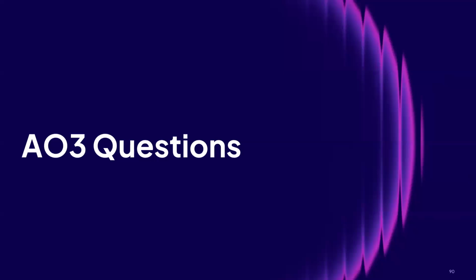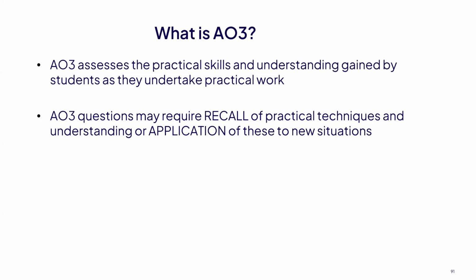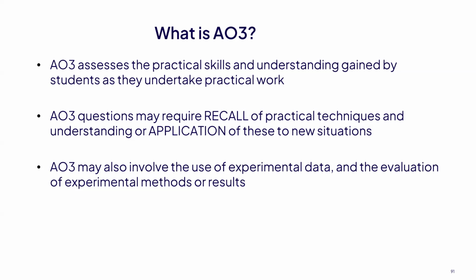Okay, now the other thing we need to look at, of course, is AO3, because they've got 2 papers, Unit 3 and Unit 6, to sit, and those questions will be targeted AO3. And let's remind ourselves of what it is. It assesses practical skills and understanding gained by students as they undertake practical work. And AO3 questions may require recall of practical techniques and understanding or application of these to new situations. It may also involve the use of experimental data and the evaluation of experimental methods or results.